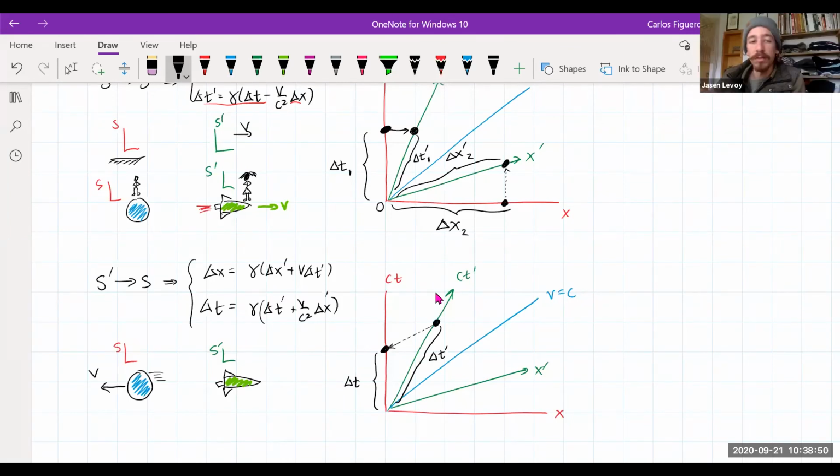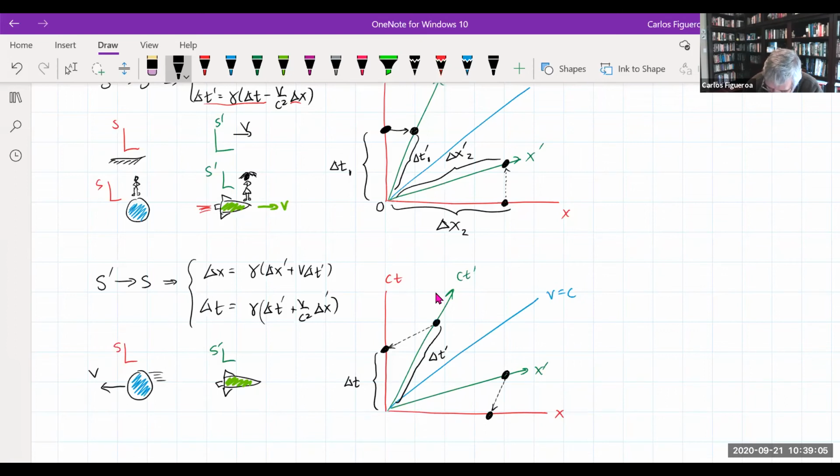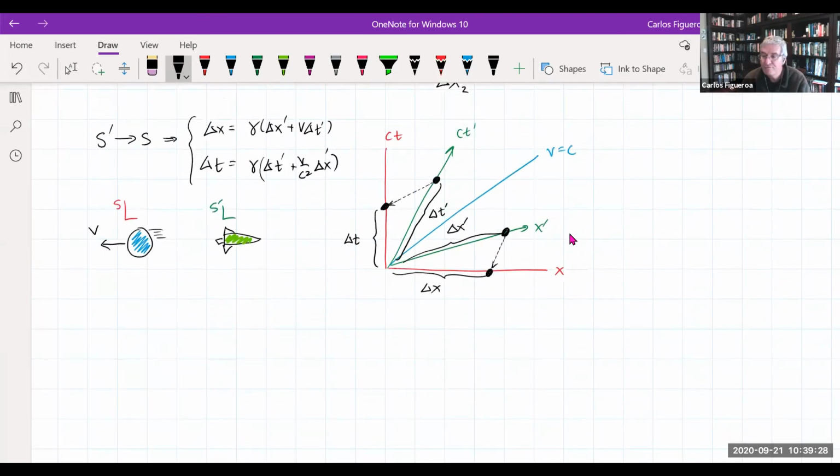And then if I want to go to the X position, I have to move parallel to the CT prime axis. So I move parallel to it when I get to here. I'm starting from here, which is delta X prime, and I'm moving to delta X. But that's exactly what a Lorentz transformation is doing. That is what a Lorentz transformation is doing, and that's a visual way of looking at it.